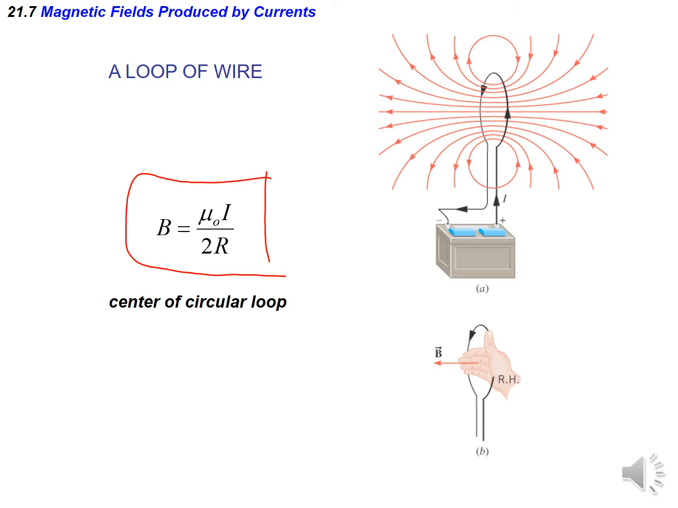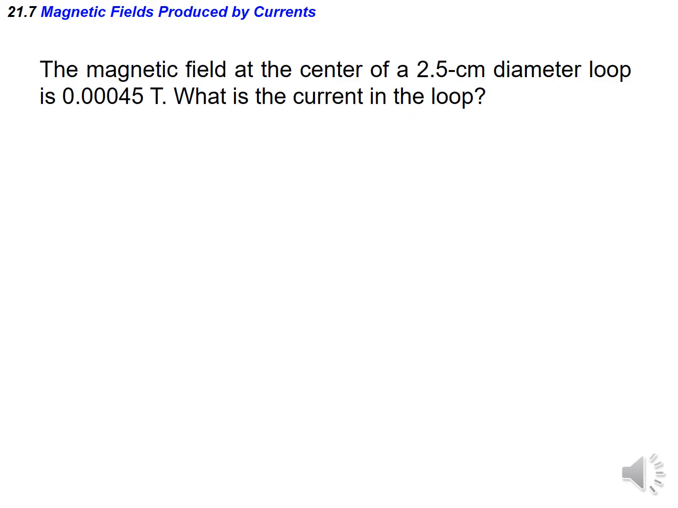So we need to get the radius here. That's the capital R. Again, in the previous slide, R there is equal to the distance, and in this one the capital R is the radius, since we are dealing with a circular loop. So the magnetic field at the center of a 2.5 centimeter diameter loop. We have the given diameter of the loop, which is 2.5 centimeters.